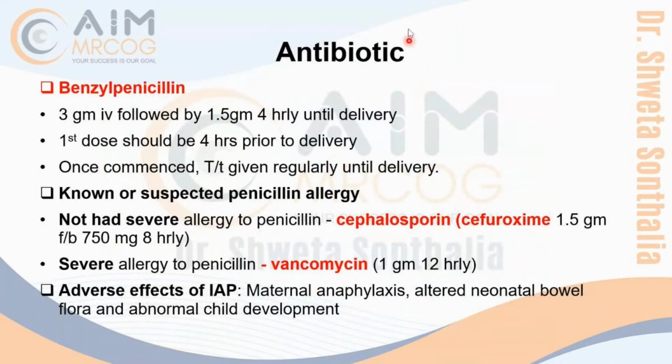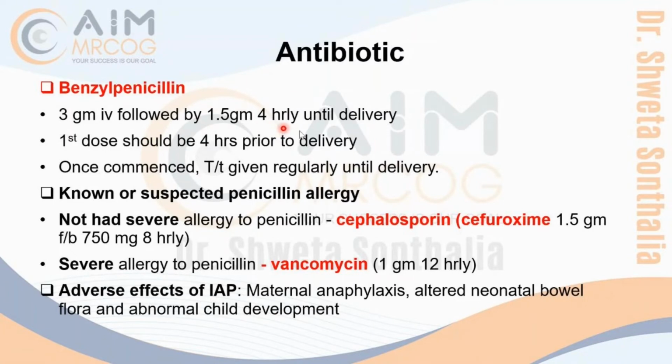Now, what antibiotic will you give? This is also important. So definitely you want to give prophylaxis. They will give you in the question what prophylaxis you will give. Will you give benzyl penicillin? You will give sulfuroxime or amoxicillin or what? So please remember it is benzyl penicillin 3 gram, very high dose, 3 gram IV followed by half dose 1.5 every 4 hours. So quite frequently.